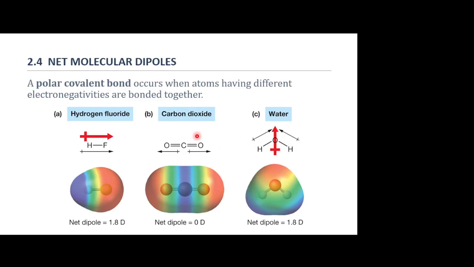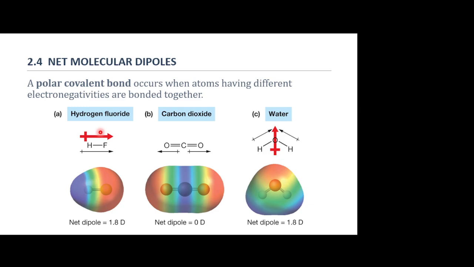Those are bond dipoles. And so when we look at HF, hydrogen is much less electronegative than fluorine, right? And so fluorine pulls all the electrons towards it. And what we end up with is a positive charge on hydrogen's end, negative charge on fluorine's end, right? In this case, we have a single bond dipole. And so we end up with a molecular dipole. That's the red arrow, which is the same as the bond dipole, right? And that is our net molecular dipole.